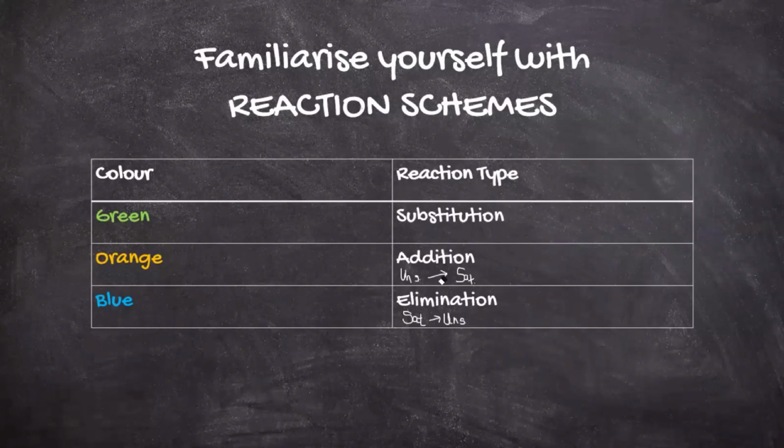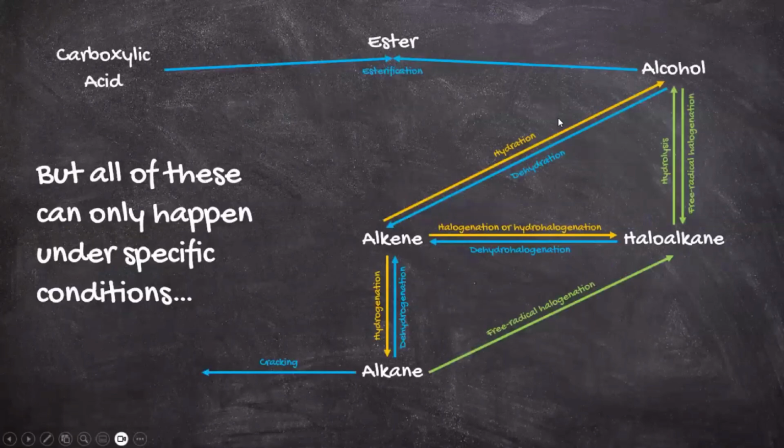Let me just erase this as well, because otherwise it's all going to muddle up my notes. Okay, here we go. Here is a reaction scheme. Let's start from the middle, because please don't get overwhelmed. I know it looks overwhelming, but I'm going to show you how to read one of these. Starting from the middle with an alkene.